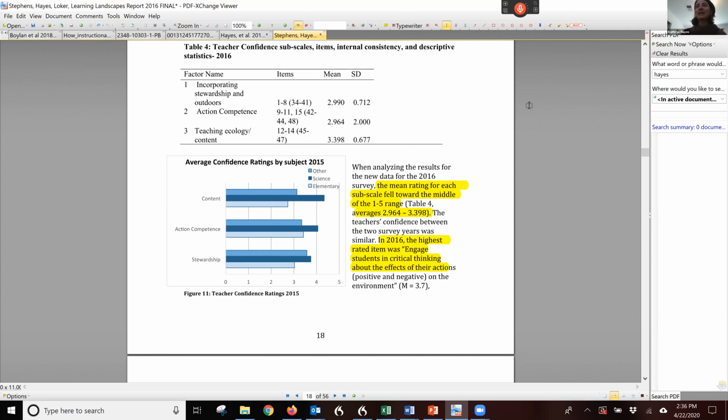Okay, that is my overview of writing up findings. You can also, of course, use these papers as examples.